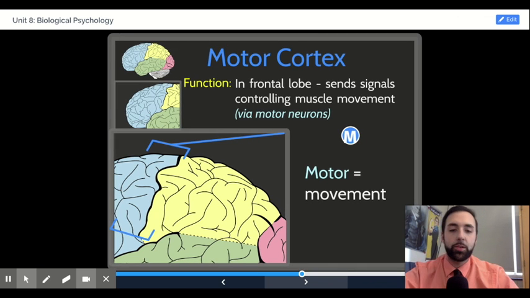The other region of the frontal lobe that's important is called the motor cortex. The motor cortex is the region of the frontal lobe that sends signals to control muscle movements, specifically by enabling motor neurons. So, for example, if you wanted to run across the room or pick something up, your motor cortex would send the messages via motor neurons to trigger those muscles in order to pick something up or run or do whatever it is that you're trying to do. Again, the word motor in this class always means movement. Motor neurons, movement. Motor cortex enables movement. Motor skills, back when talking about developmental psychology, movement, whether that's fine or gross motor skills.